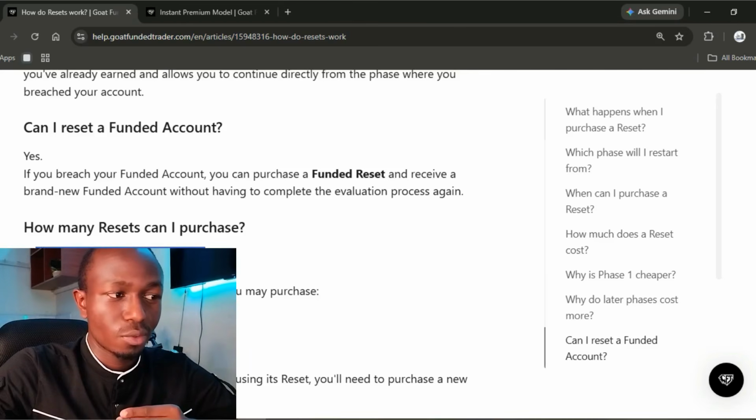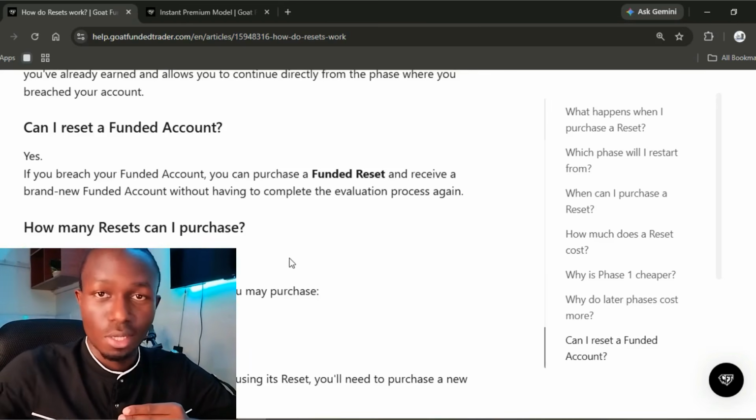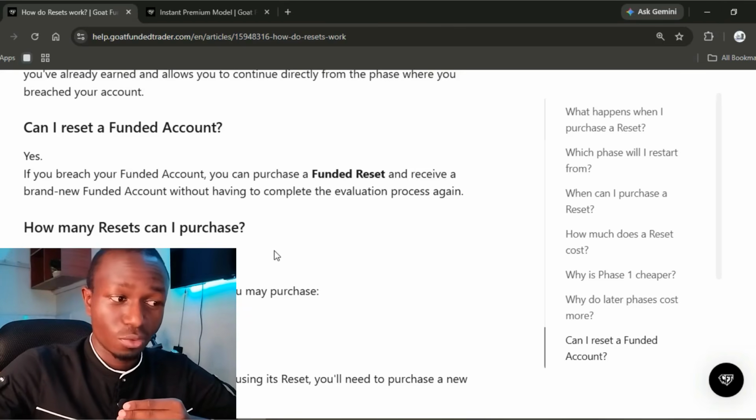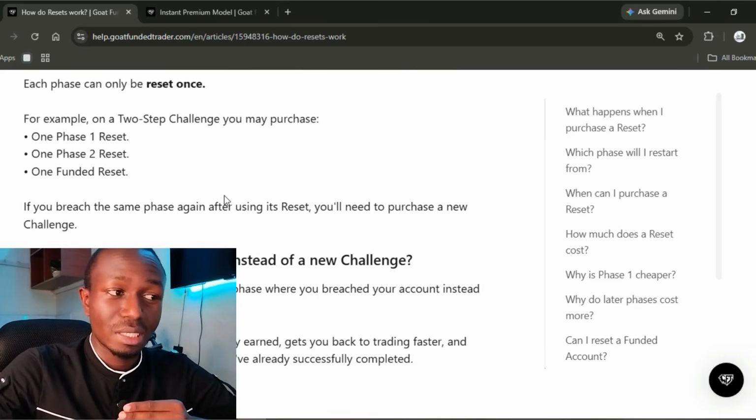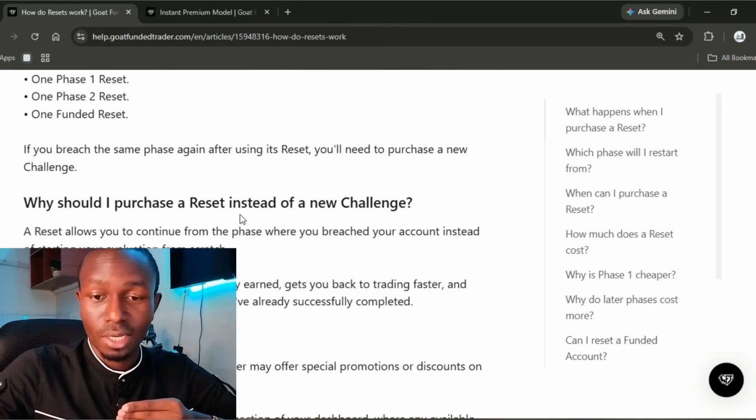And like I said, you can only reset your accounts once per phase. So on phase 1, one reset; phase 2, one reset; funded, one reset. After that, you'll have to buy a new account.